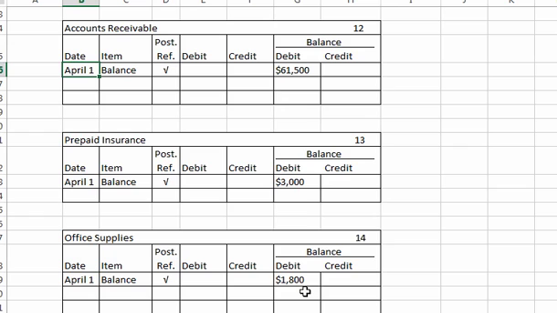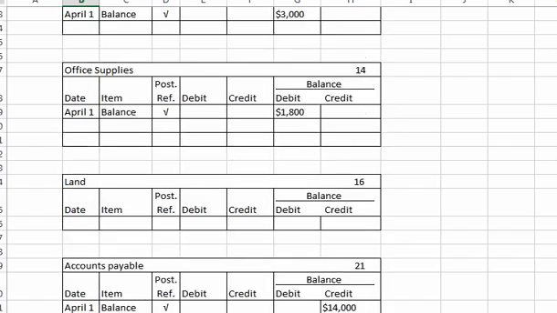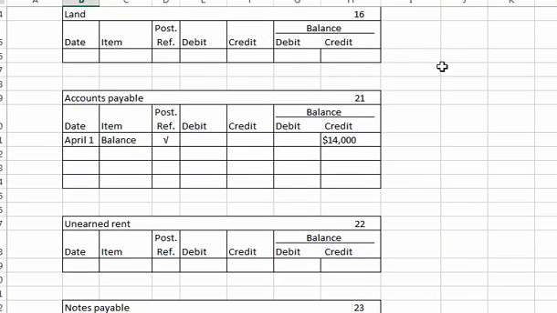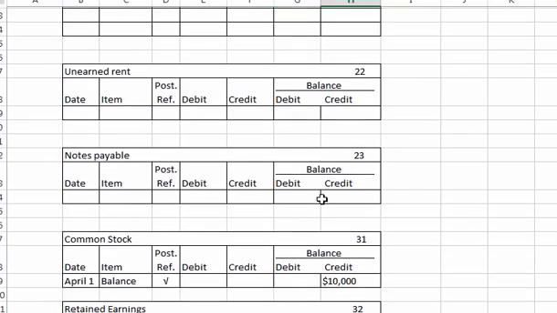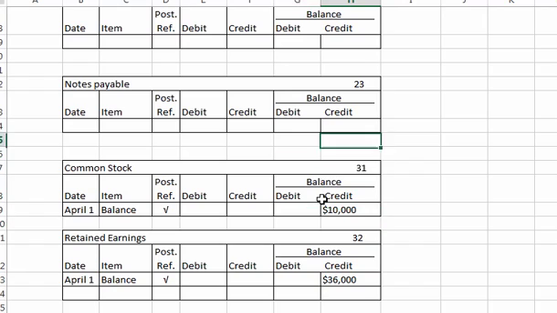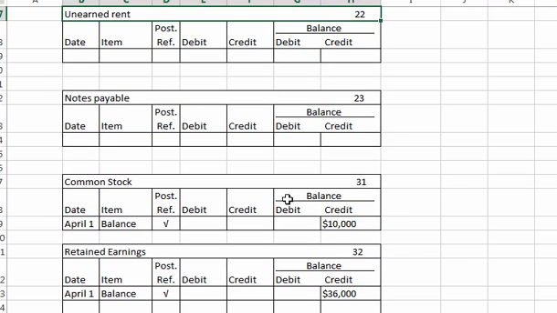Office supplies, an April 1st balance of $1,800. Land should be 0. And it is. We haven't put in anything yet for land other than the account name and the account number. Accounts payable is a beginning credit balance for $14,000. It's in the balance column, but it's in the credit balance column rather than the debit balance column. Unearned rent and notes payable both have 0 balances. So for now they're blank in the body of the ledger account.